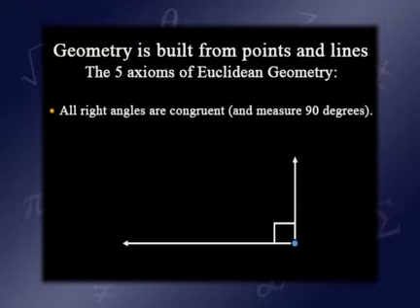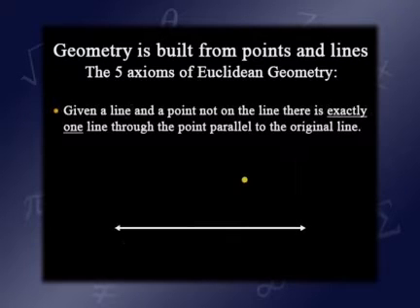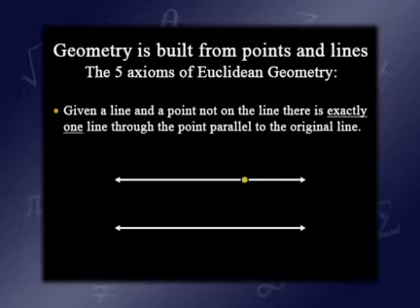The 5th axiom, maybe the most famous of the 5 axioms, says that given a line and a point not on the line, there is exactly one line through the point that's parallel to the original line. Okay, so look at the illustration. You have a line and a point that's not on the line, and there's exactly one parallel line. Not 2 parallel lines, not 100 parallel lines, just one that goes through that point without touching the original line.